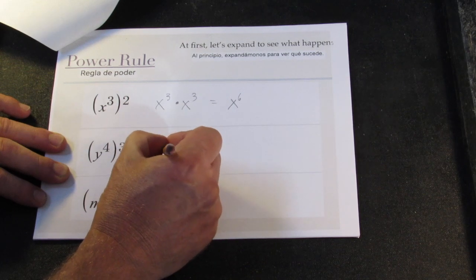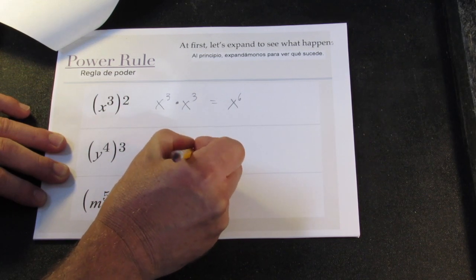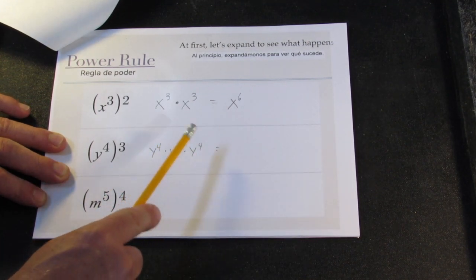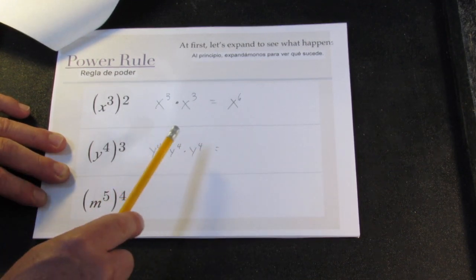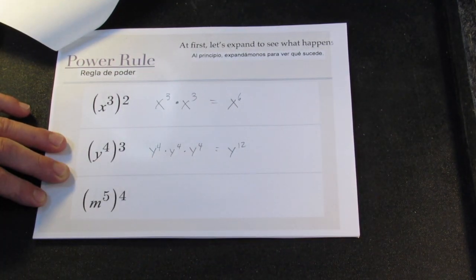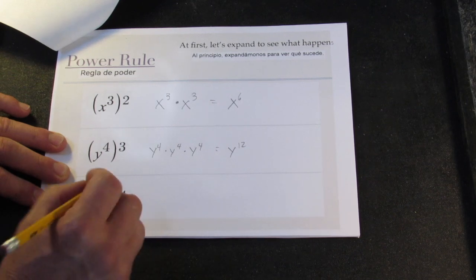So we'll do y to the fourth times y to the fourth times y to the fourth. And again, following our product rule, we just add these together because the bases are the same. 4 plus 4 plus 4 is 12. And that is quite doable for everybody in the classroom, I believe.